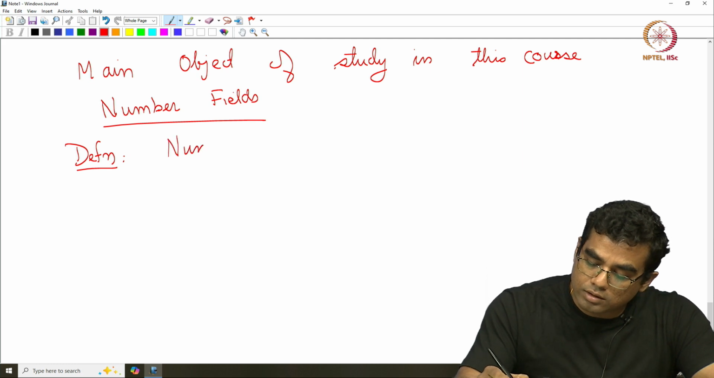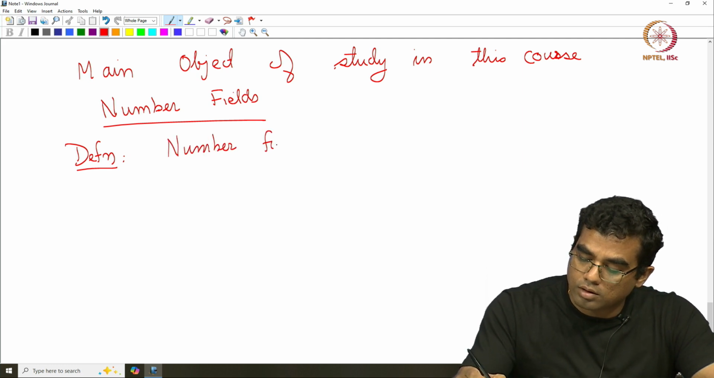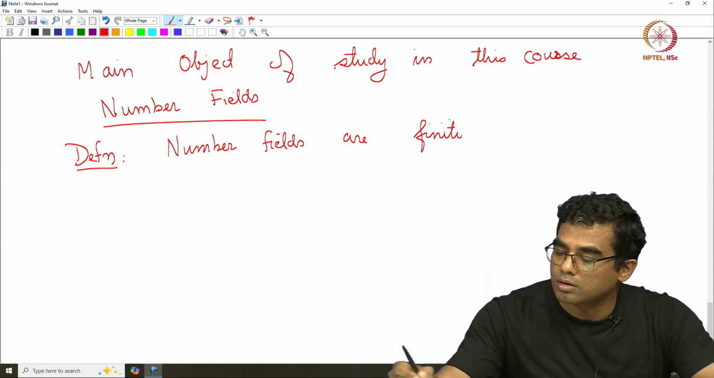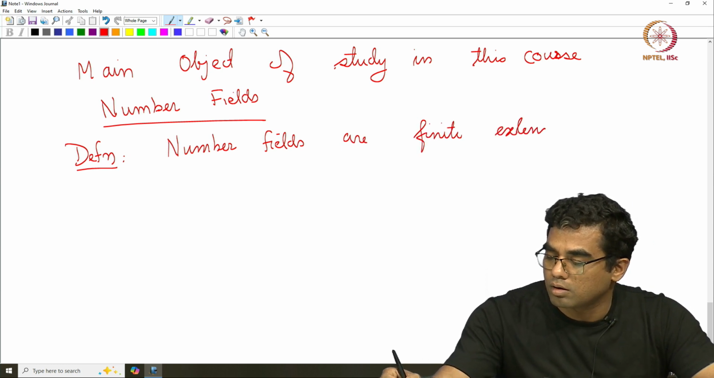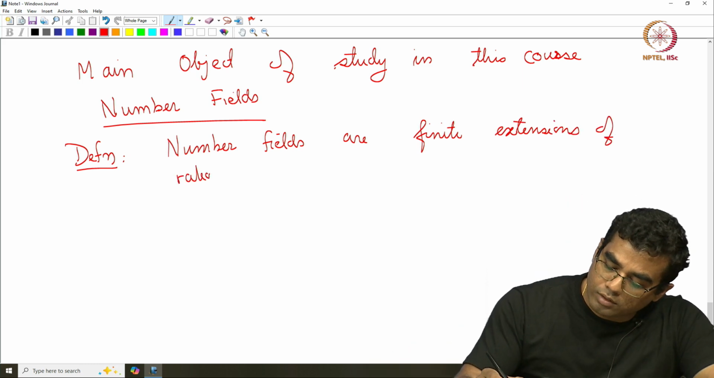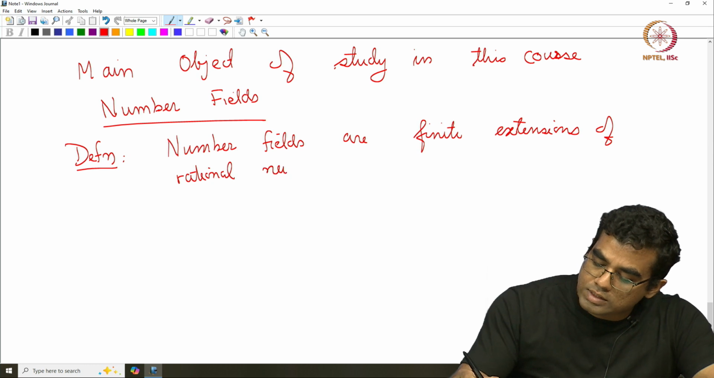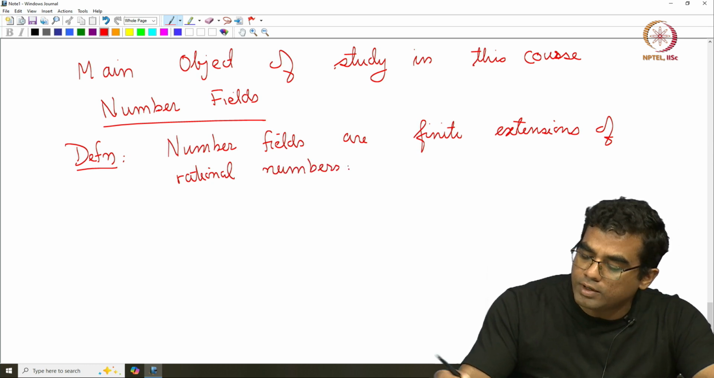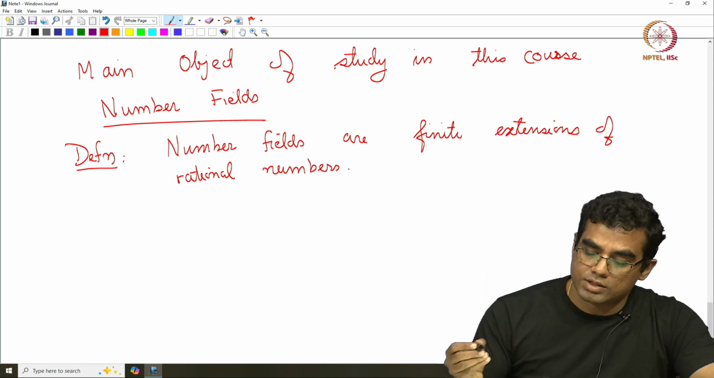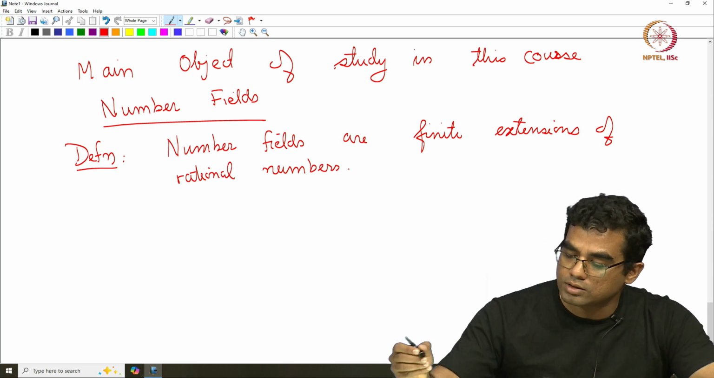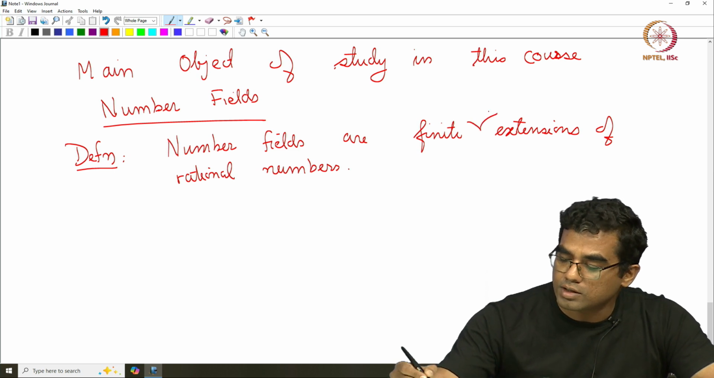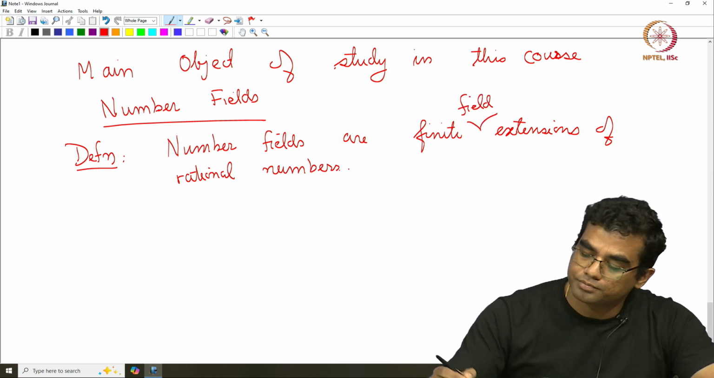Number fields are finite extensions of rational numbers, and since I am assuming familiarity with field theory, I can assume you know what this means. These are finite field extensions of rational numbers. Okay.